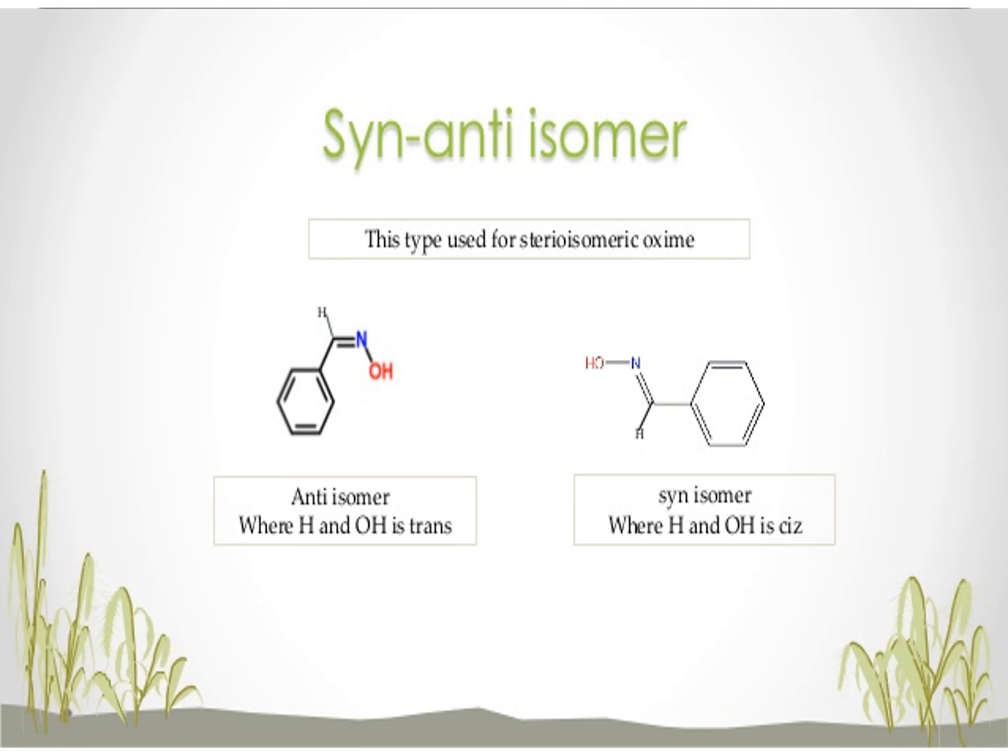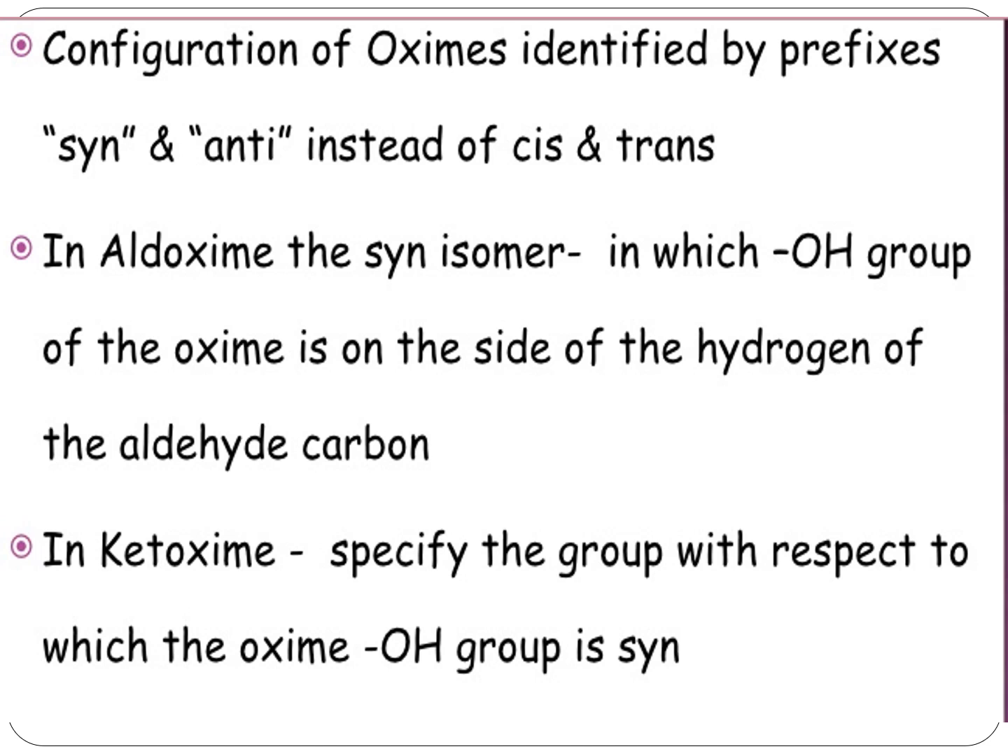It is mainly used for compounds like oximes. Oximes are compounds having the general formula C=NOH. You can see in this structure the C=NOH. Here the OH and hydrogen are arranged on opposite sides, so it is known as anti isomer. If the hydrogen and OH are arranged on the same side, it is known as syn isomer. That is the configuration of oximes, identified by prefixes syn and anti instead of cis and trans. That is the main thing.